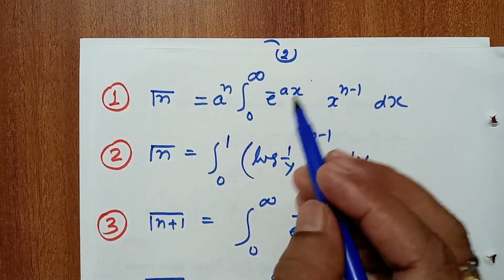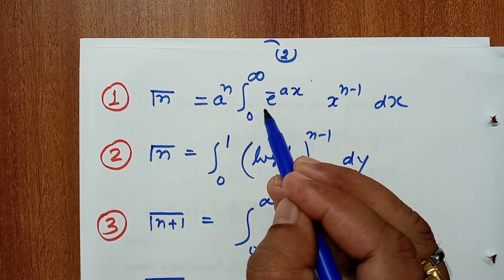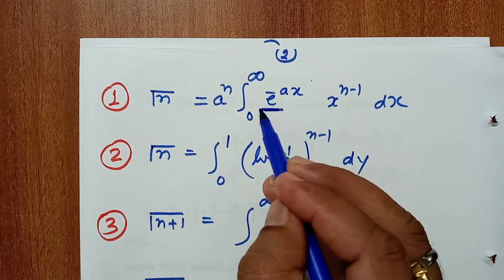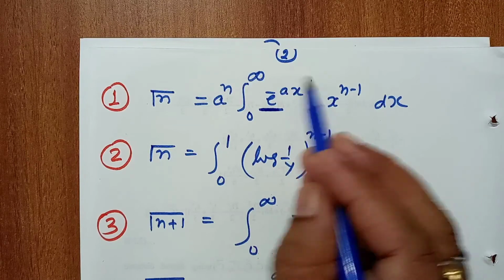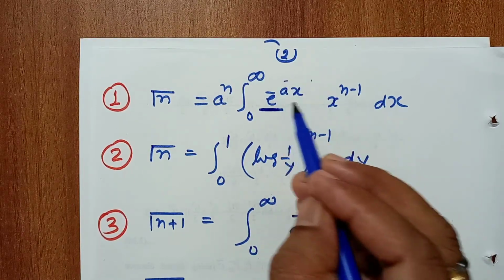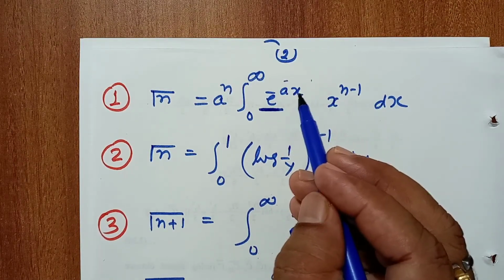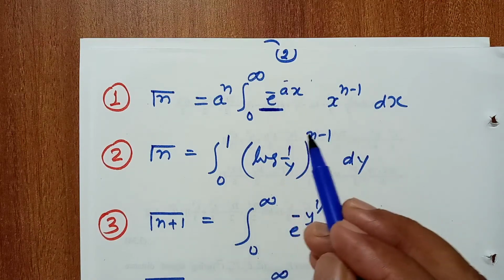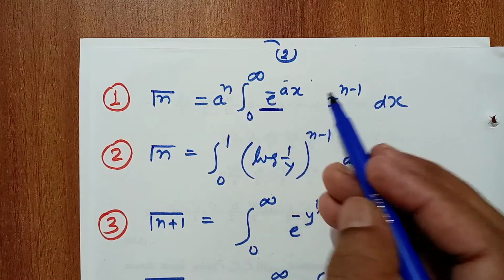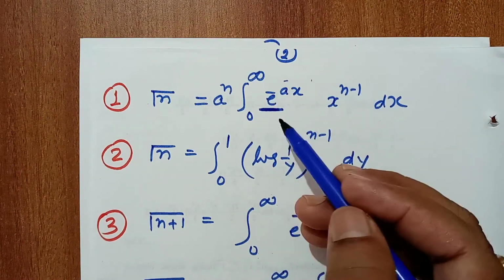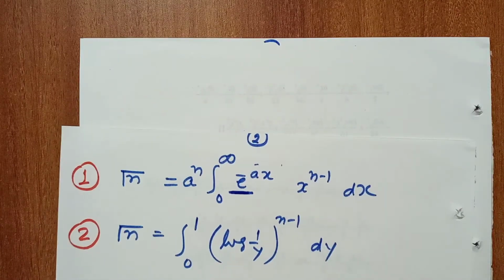So here we only concentrate on the exponential, the exponential of minus ax. You put ax equal to t, then automatically your integral is converted into the standard form, no problem, and this can be solved very easily. So I am going to solve this problem.